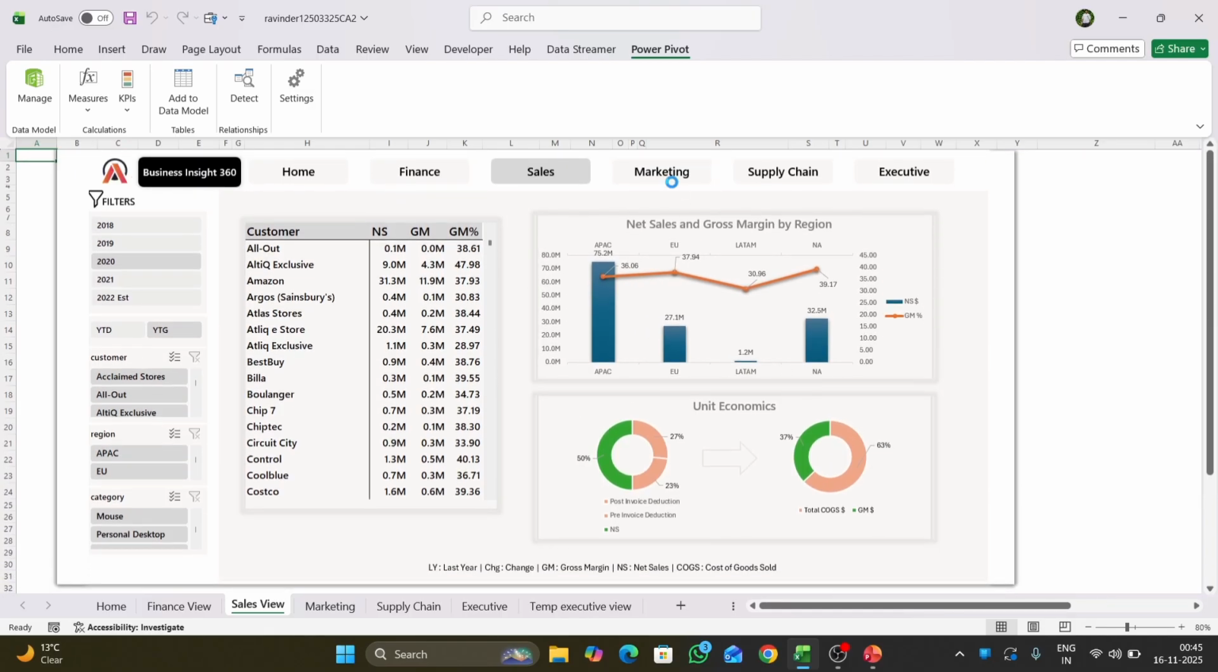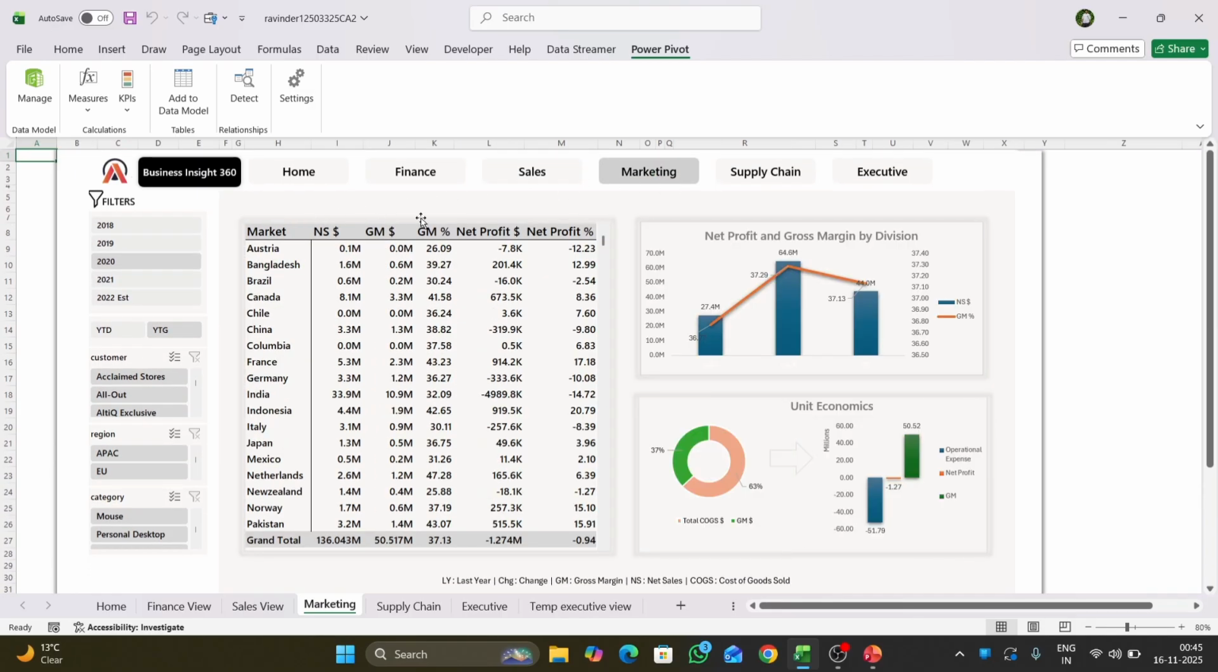Then we have marketing view. So the marketing dashboard focuses on the market level profitability. Here we have the market wise financial table. Each market shows net sales, gross margin percentage, net profit and net profit percentage. Countries like India, Canada, and Germany are the major contributors here.